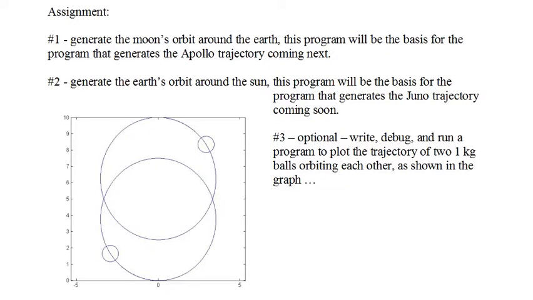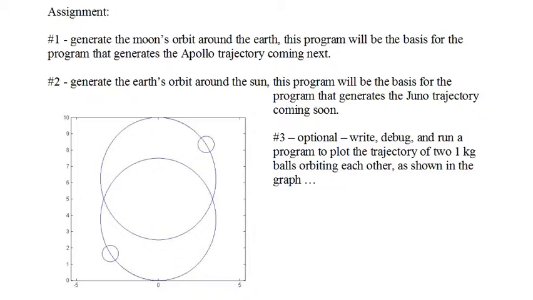This lesson's assignment, number 1: generate the Moon's orbit around the Earth. This program will be the basis for our next project, generating the Apollo trajectory. Number 2: generate the Earth's orbit around the Sun. This program will be the basis for our project after Apollo, generating the Juno trajectory.